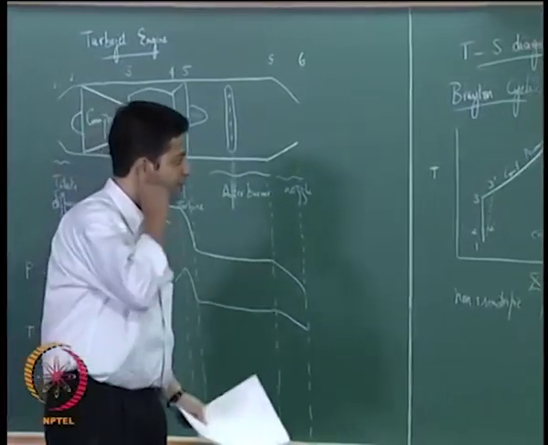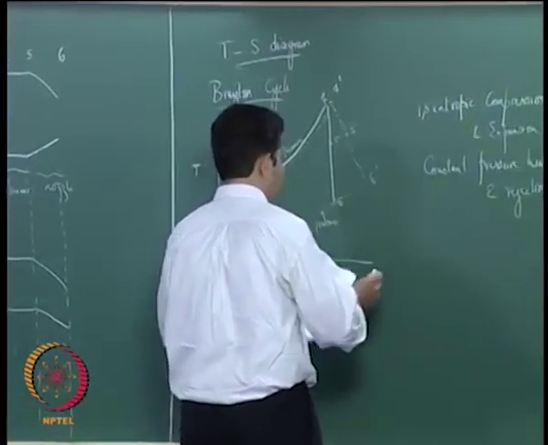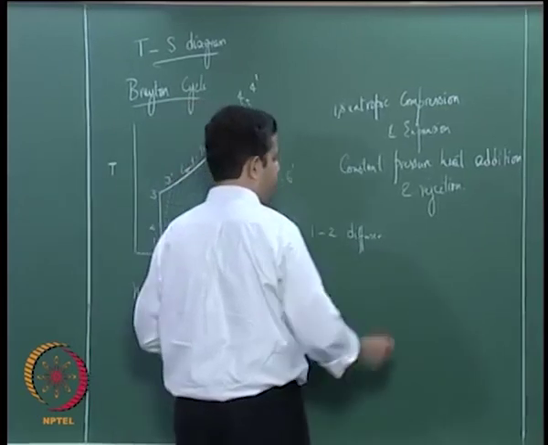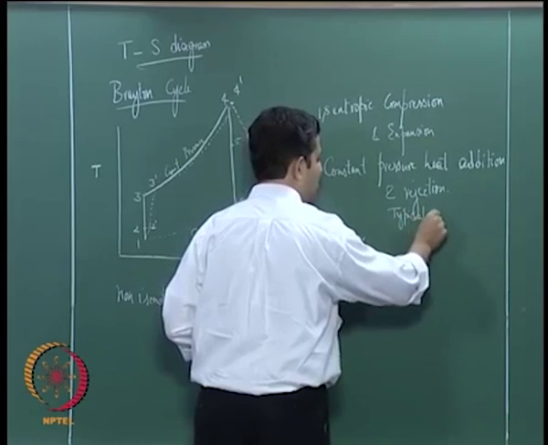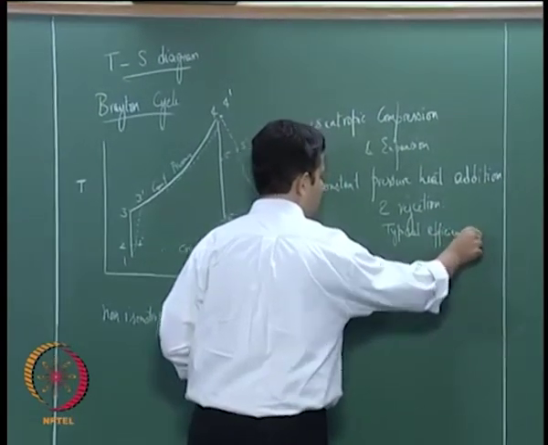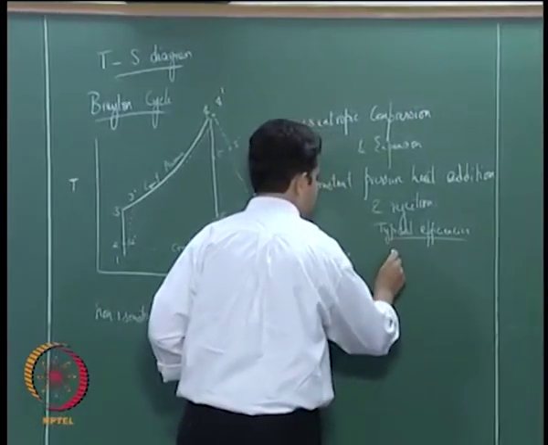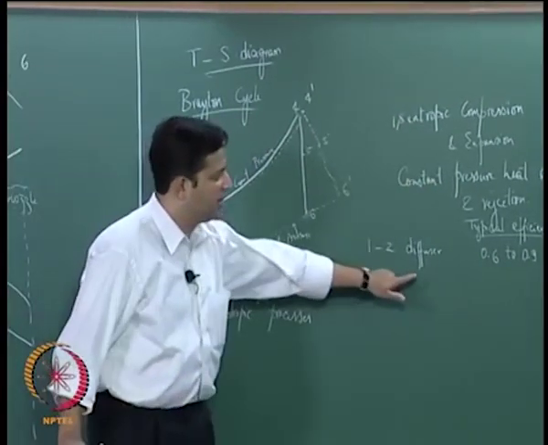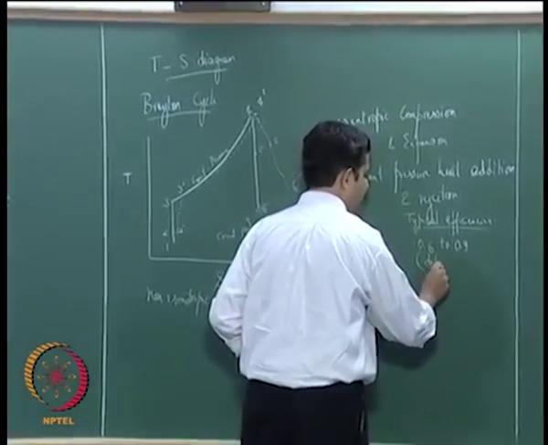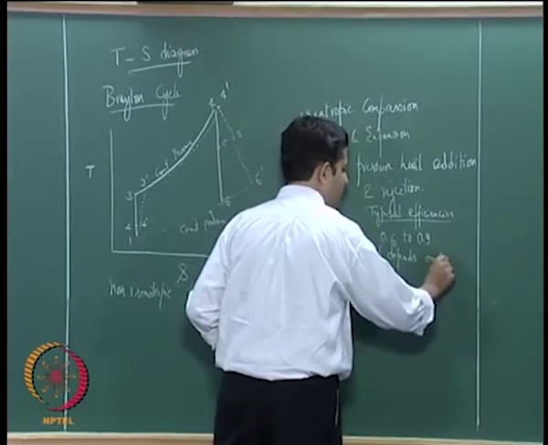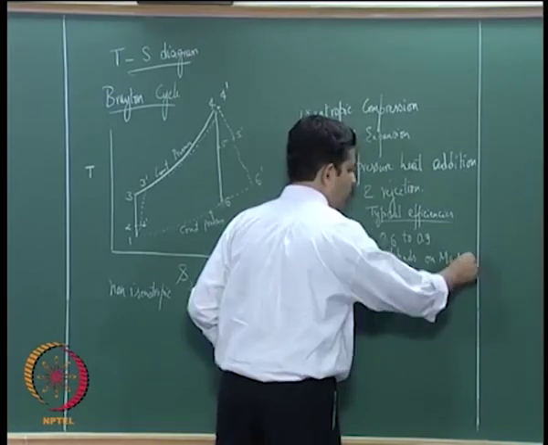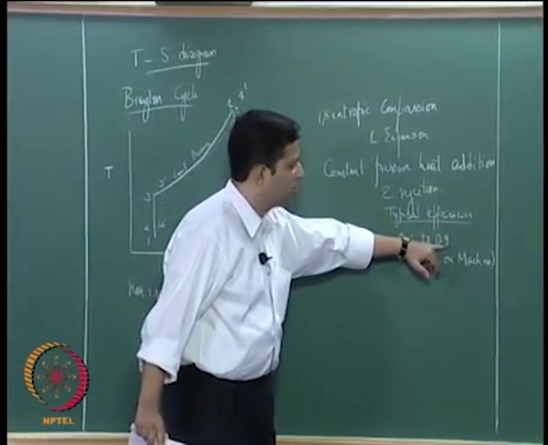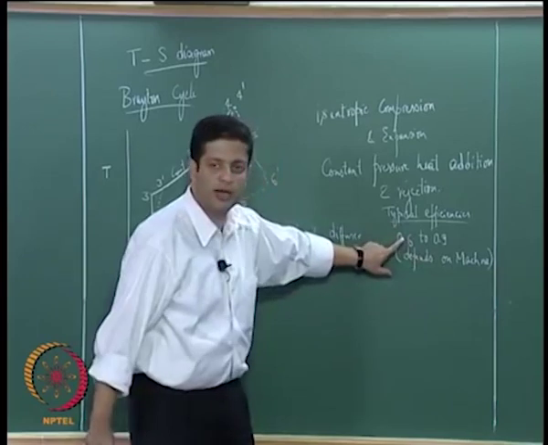Okay. Now let us look at what are the typical efficiencies that we get. So 1 to 2, diffuser, the typical efficiencies are 0.6 to 0.9. This depends on the Mach number at which the vehicle is flying. Now if the vehicle Mach number is lower, you are going to get higher efficiencies, but as you go to higher Mach numbers you will get lower efficiencies.